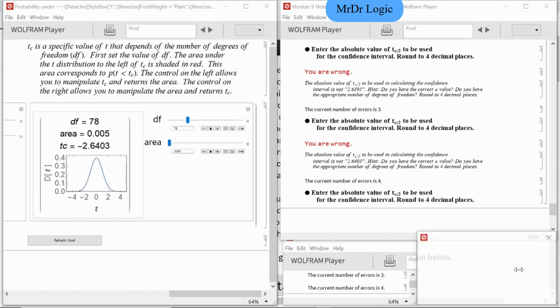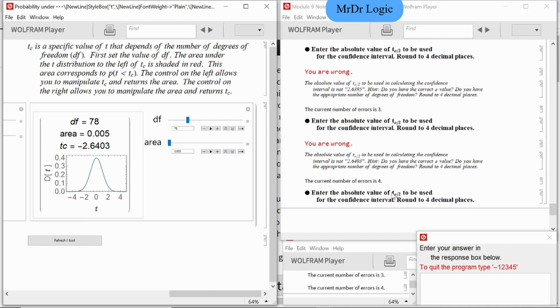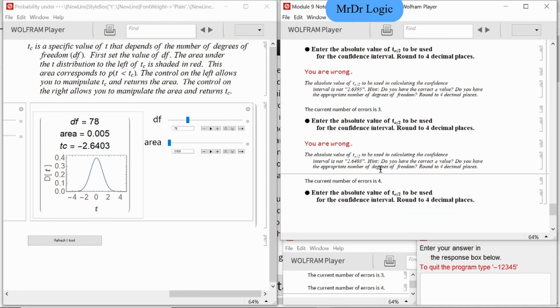This is what drove me mad the last time. Do you have the correct value of thing? Okay. Since we're calculating this, we have to divide it by 2. Do you have the appropriate number of degrees of freedom? Wait, don't tell me it's 80. I swear to God if it's 80.